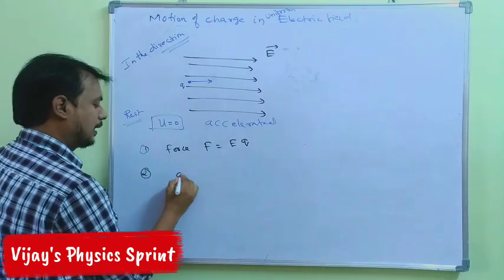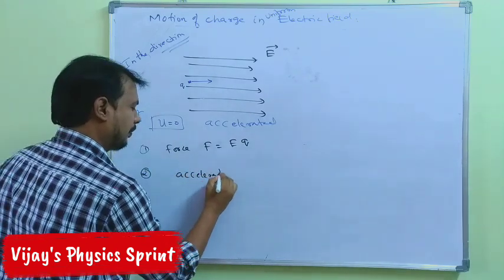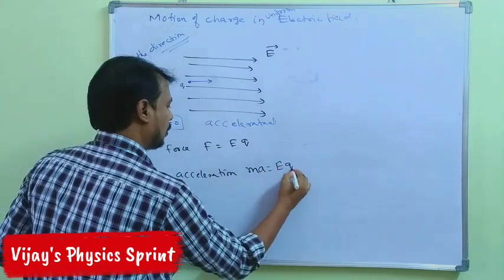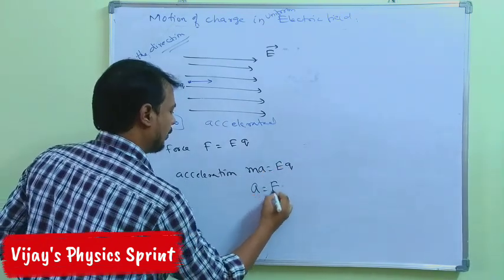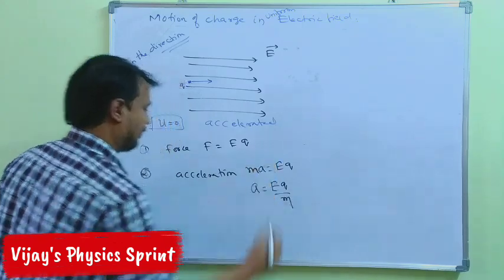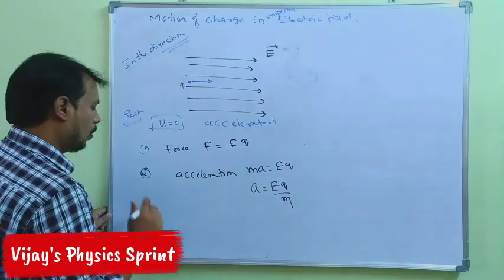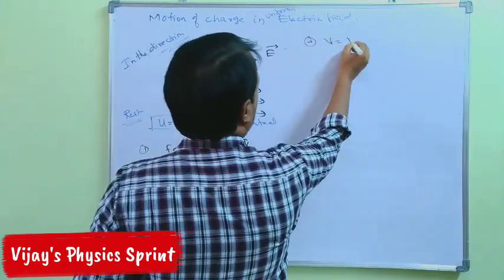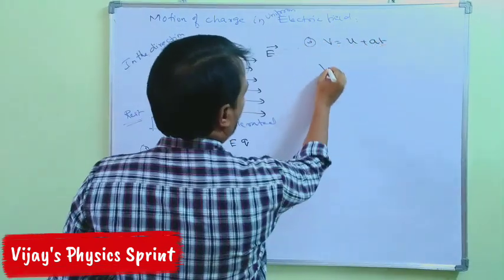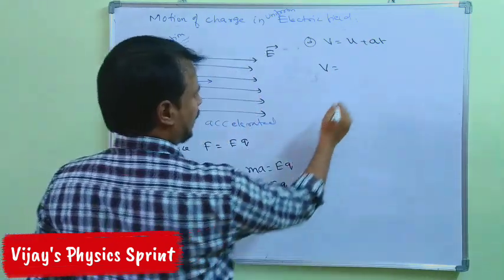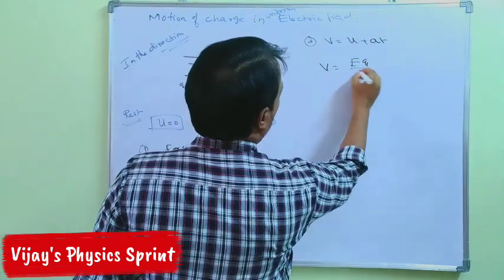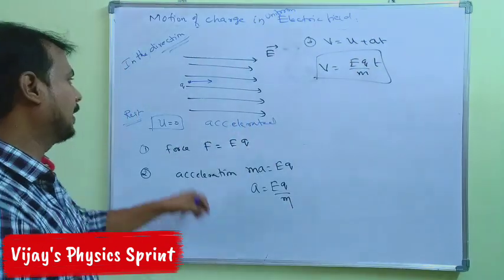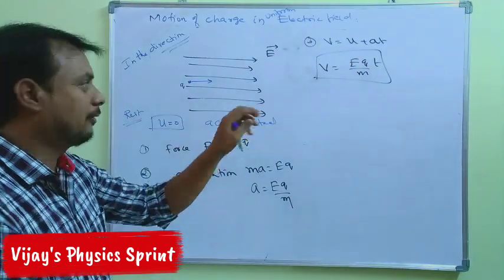And second, acceleration. Force F can be written as ma, which is equal to EQ. Then acceleration becomes EQ by m. This is the acceleration. Now velocity. What is the final velocity? Starting from rest, so u is 0. Acceleration is EQ by m, into t. So this is the final velocity of the charge in the uniform electric field.